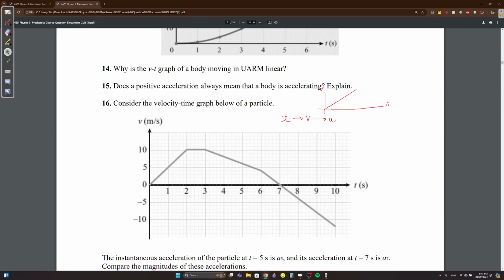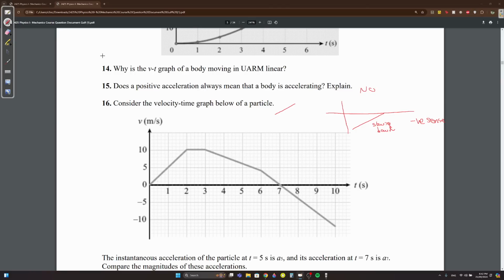15. Does a positive acceleration always mean that a body is accelerating? Explain. Akid, no. It only means that the body is accelerating if we're moving in the positive sense, right? But now we also said that acceleration is positive whenever you're sloping upwards. We said you can be sloping upwards in the negative sense. Here, we said it's slowing down, right? We said it's slowing down.